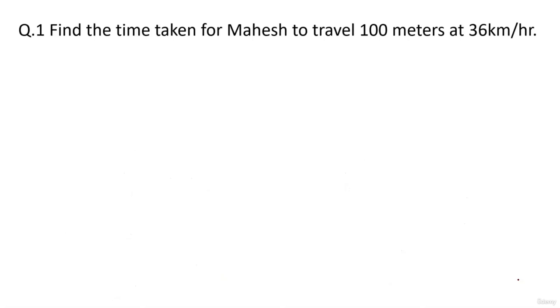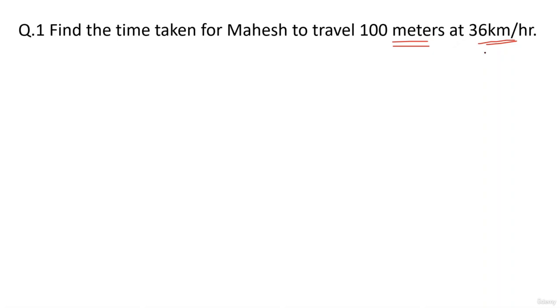So find the time taken for Mahesh to travel 100 meters at 36 kilometers per hour. Okay, now the distance is given to us in meters while the speed is given in 36 kilometers per hour. Generally in these cases it's slightly more convenient when the speed and the distance both have similar units. You can convert the distance to kilometers one way out, but when you do that, 100 meters will give you 0.1 kilometers, right?